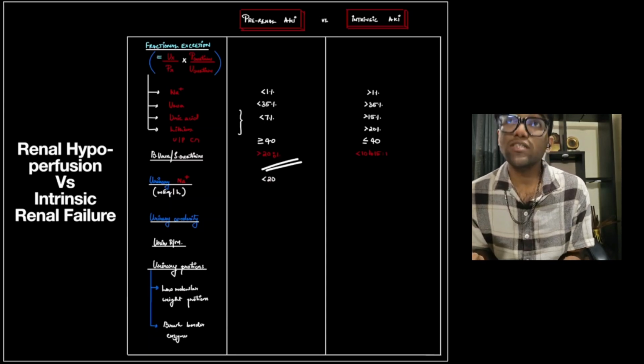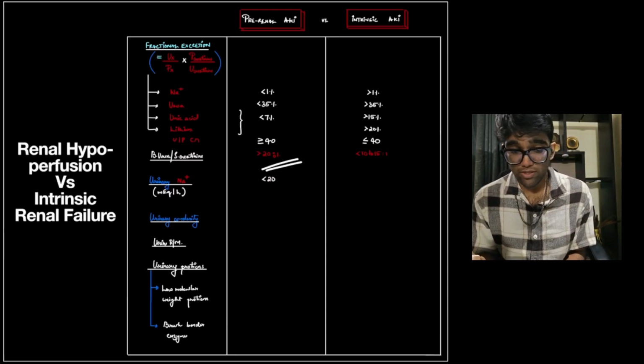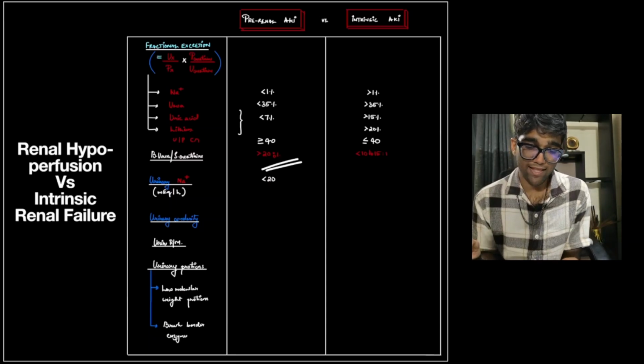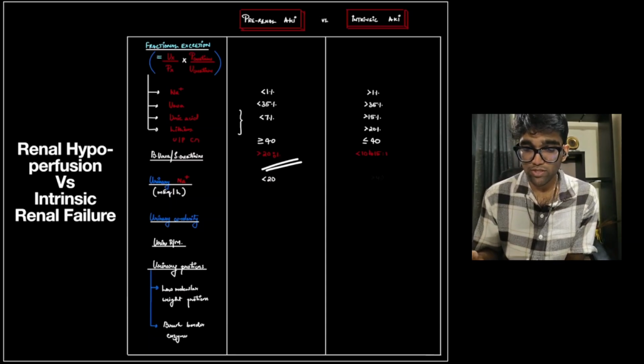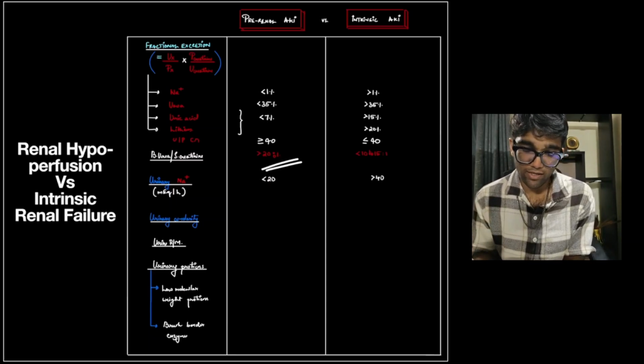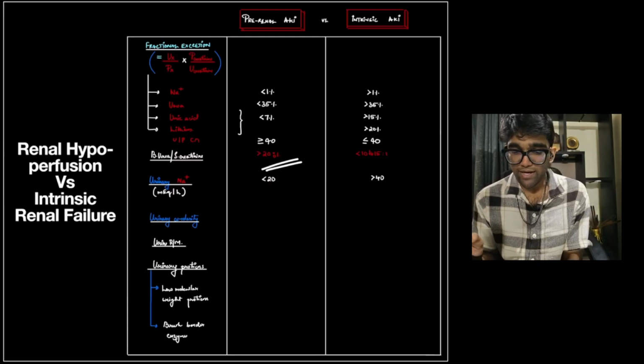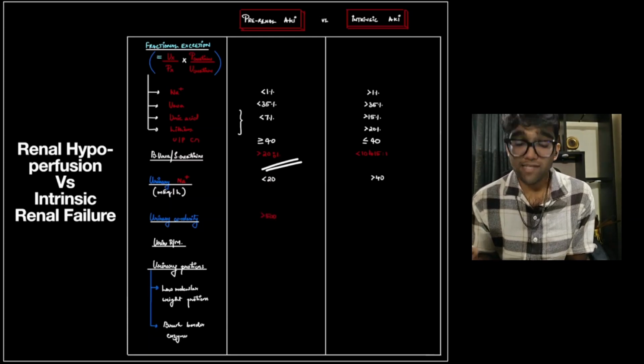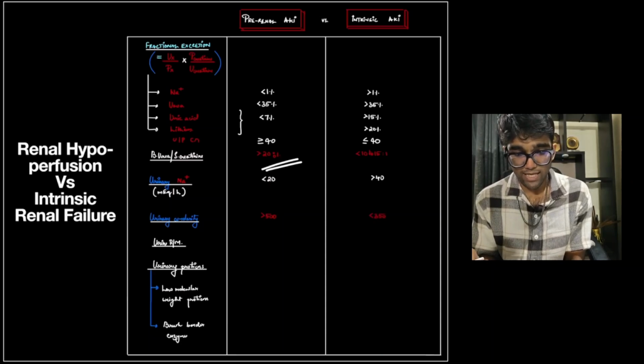Now, similarly, you can just measure the urinary sodium also. It would be less than 20 because there is RAS activation in pre-renal AKI, and more than 40 in case of intrinsic AKI. Urinary osmolarity would be increased if there is RAS activation, so that would be more than 500, and less than 350 in case of intrinsic AKI.